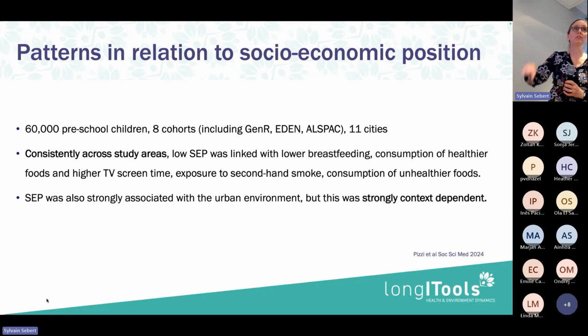But then there were also things that were different between cohorts. So, for example, the association of socioeconomic position to the urban environment was very strongly context dependent. So in some cohorts, we saw that lower socioeconomic position was related to higher air pollution levels. In other cohorts, lower socioeconomic position was related to lower air pollution levels, for example. This is also important, I think, to realize that we can find bigger patterns across Europe that are consistent, but some things are actually context or location dependent.